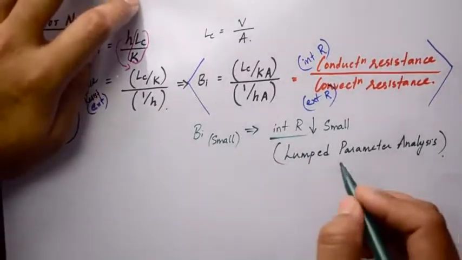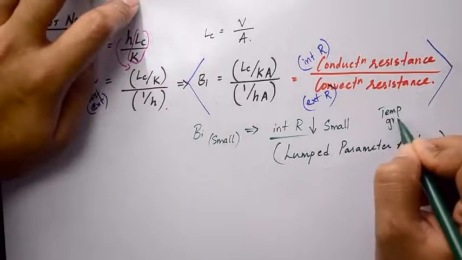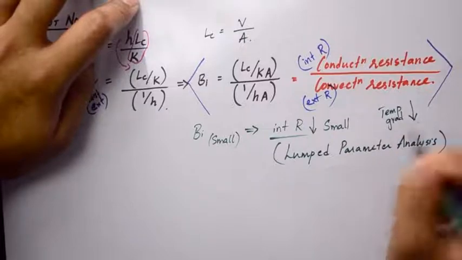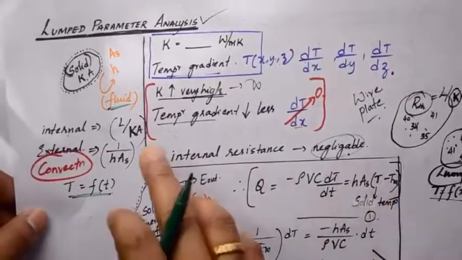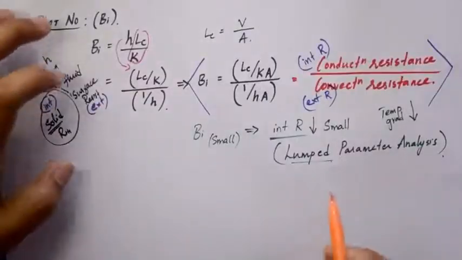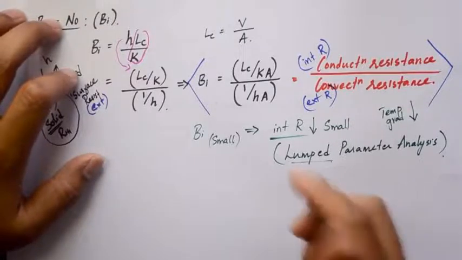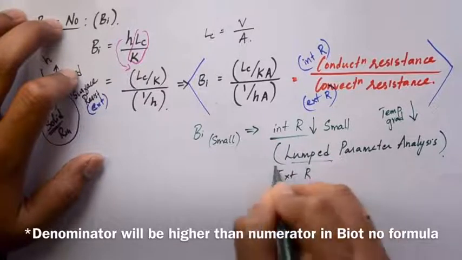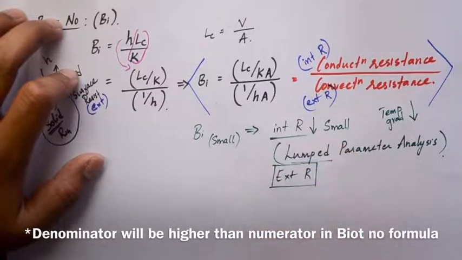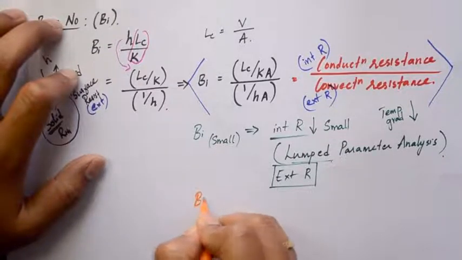Because when internal resistance is small, obviously the temperature gradient will fall down. If the temperature gradient falls down, we can assume lumped parameter analysis, as we discussed in the previous video. So remember, when internal resistance is very small, the only way in which the heat has to be transferred is purely by convection mode. So when convection mode happens, it is only the external resistance that is taking over the internal resistance.